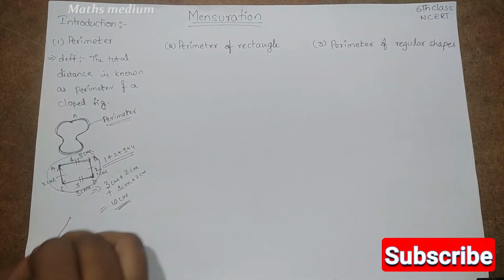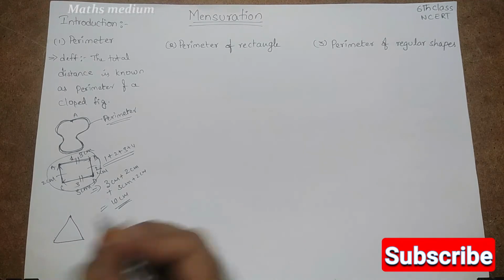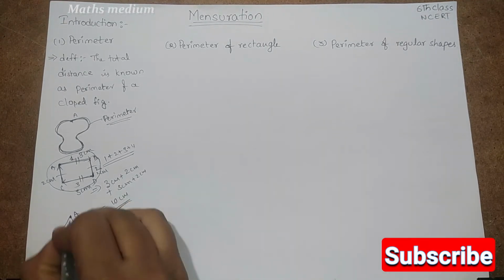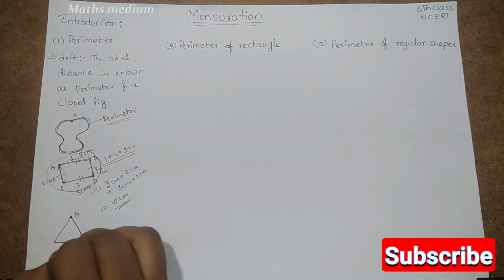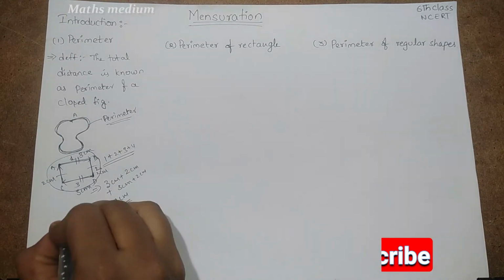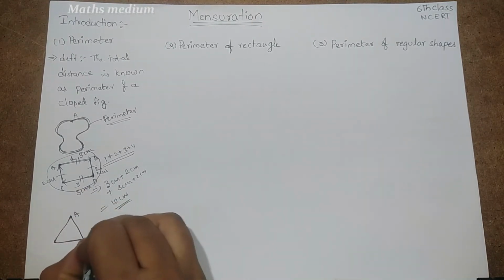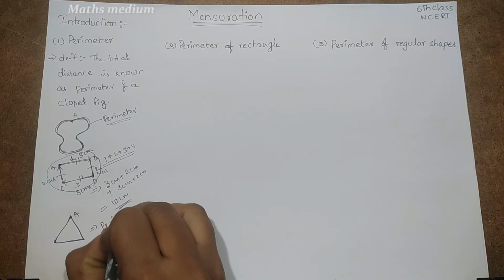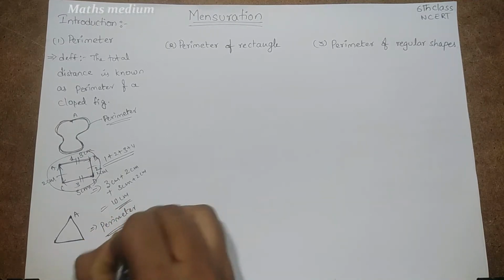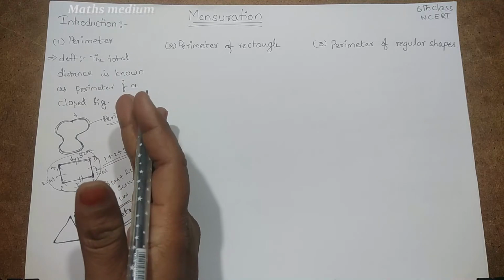If you take a triangle, that is also like this. Start from one point and count each and every side's measurement, and the total measurement is known as the perimeter. So this is the definition of perimeter.